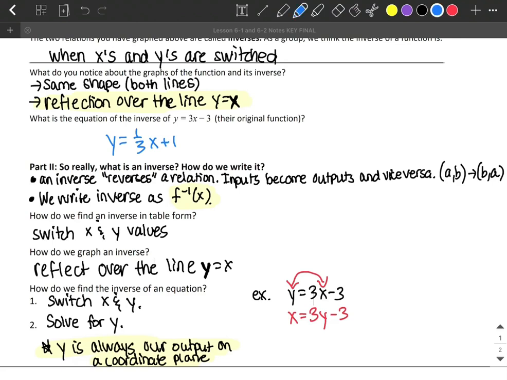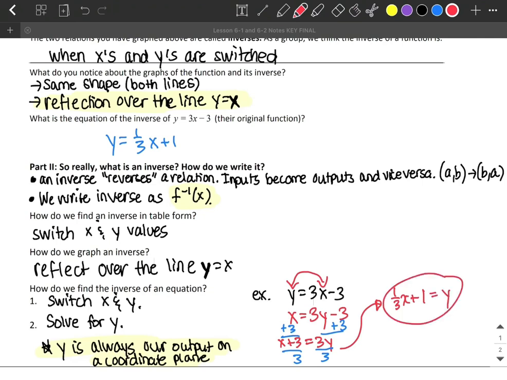First step to doing that, adding 3 on both sides. That gives me 3y is equal to x plus 3. And then I'm going to divide both sides by 3. When I do that, I get 1/3 x plus 1 is equal to y. This is the same thing as I have here. Same thing. And I rewrite this as the inverse of f of x is equal to 1/3 x plus 1. And that's my answer.